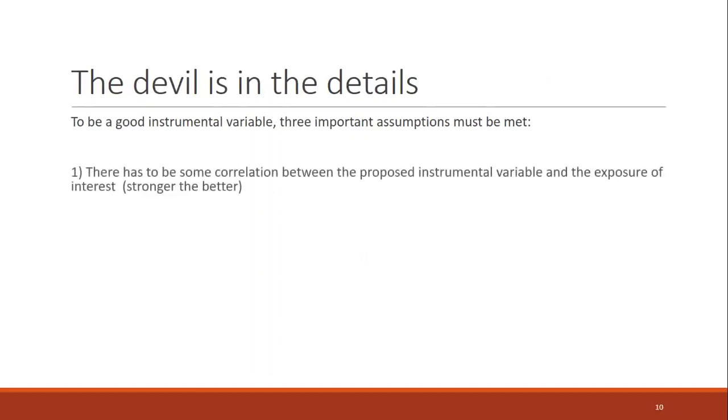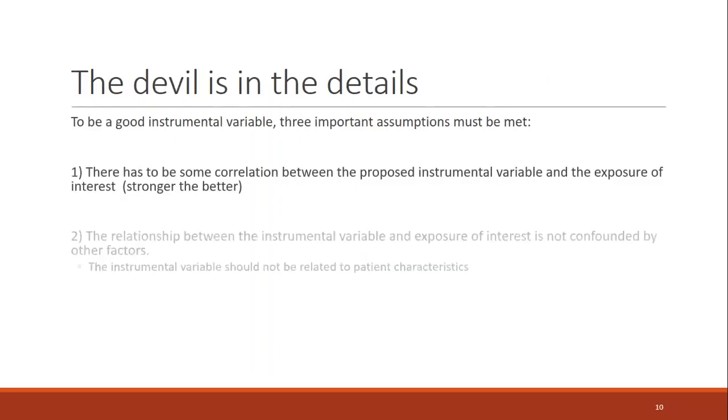The first one, and this one makes the most logistical sense, is that there has to be a strong correlation between whatever that variable is and our exposure of interest. The stronger, the better. Ideally, we'd want a variable where if you're a yes for it, you always get treated, and if you're a no, you never get treated. So that's the first major assumption: the stronger that link between this variable and our actual exposure, the better.